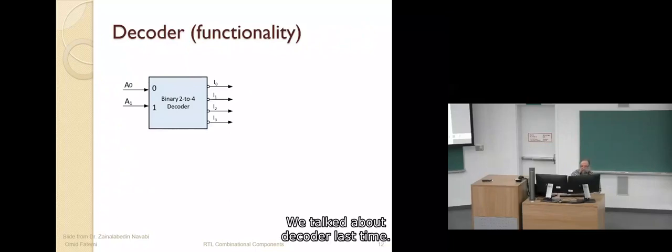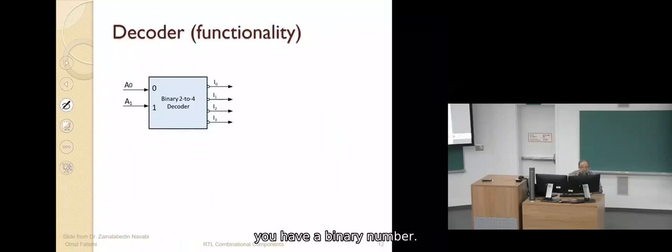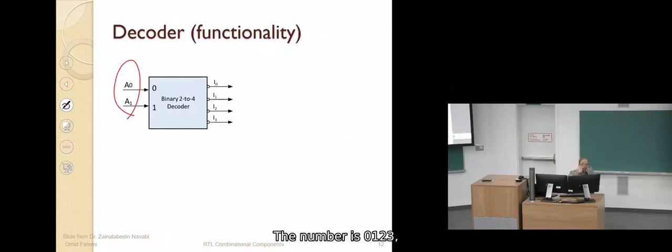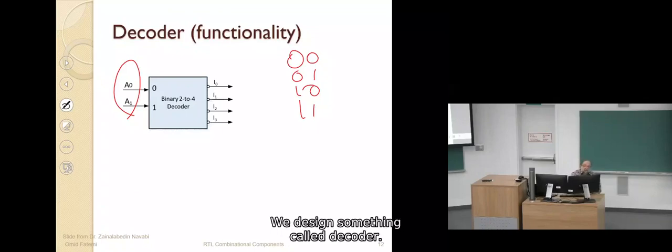We talked about decoder last time. In decoder, we mean that you have a binary number, and this is some kind of coding of something which is the number. The number is 0, 1, 2, 3, but we coded it as 0 0, 0 1, 1 0, 1 1. So when we want to decode it, we want to reach that number. How do we reach that? How do we design? We design something called decoder.